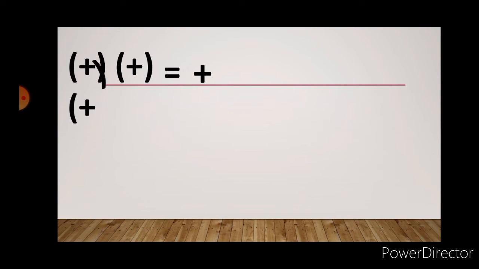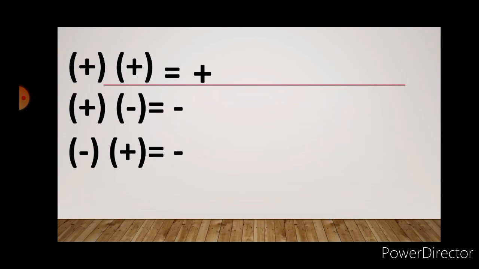Before we start, please take note of this. Plus multiply plus gives plus. Plus multiply minus gives minus. Minus multiply plus gives minus. Minus multiply minus gives plus. This is very important. Please take note of it. Now, when looking at this, you observe that the minus is more dominant than the plus. You see, when the plus reacts with minus, it still gives minus. When the minus reacts with plus, it also gives minus. That shows that minus is mostly dominant over the plus.